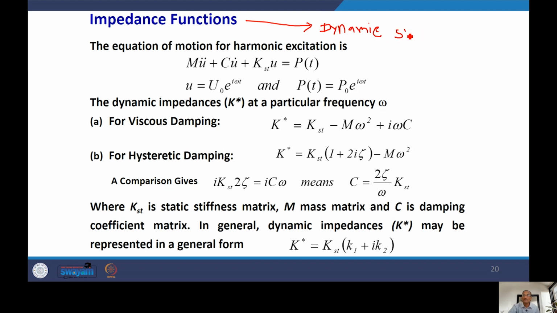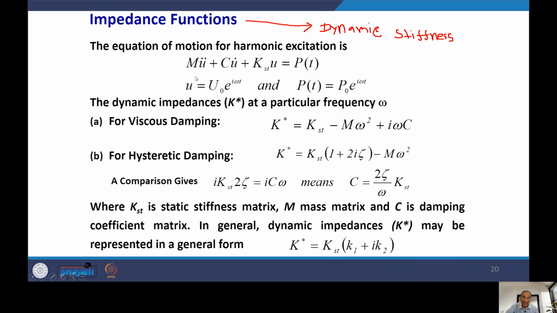Second part, dynamic stiffness. Once you have this dynamic stiffness, the dynamic stiffness in this case is given from this relation here. But before we go into the dynamic stiffness, let's talk about the equation of motion for harmonic excitation, considering viscous damping in the system.